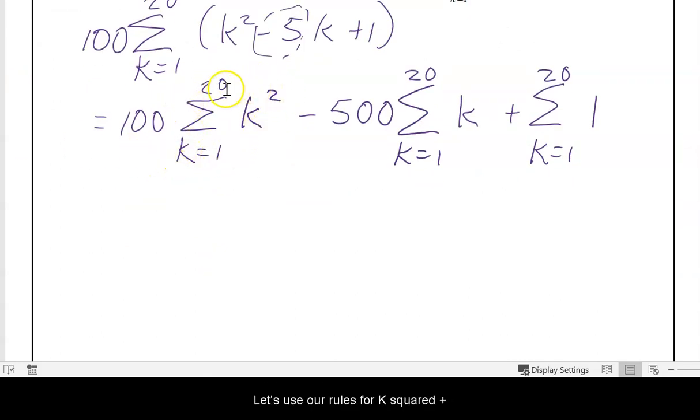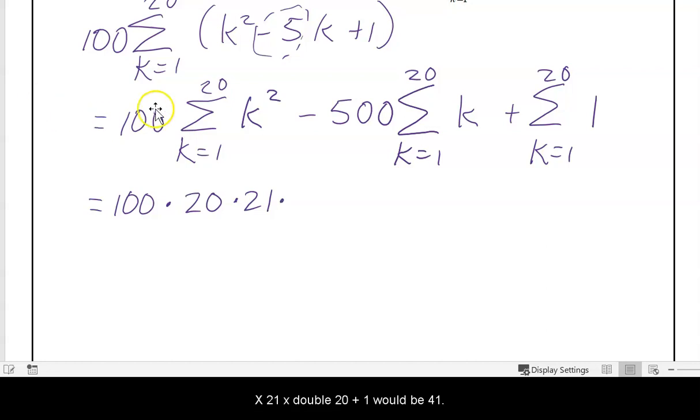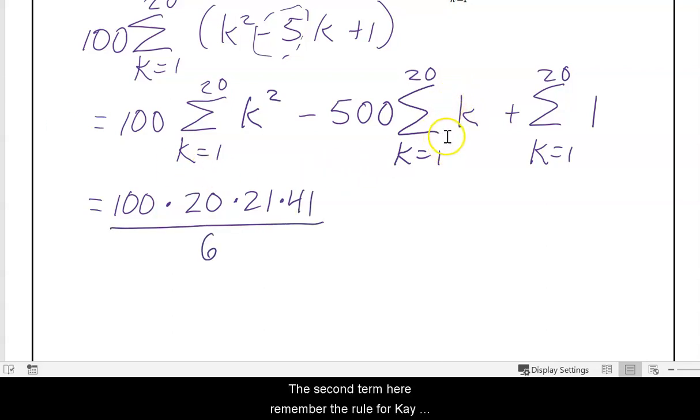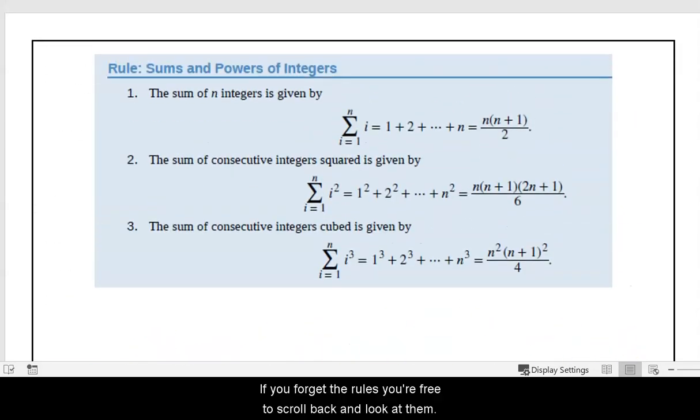Let's use our rule for k squared, n times n plus 1 times 2n plus 1 over 6. That will give me for the first term 100 times 20 times 21 times double 20 plus 1 would be 41, all divided by 6. For the second term here, remember the rule for k was n plus 1 over 2. If you forget the rules, you are free to scroll back and look at them. Here they are here, n plus 1 over 2.